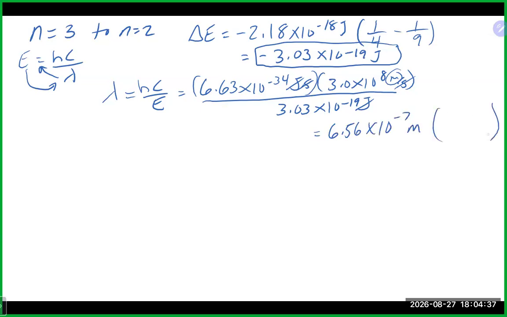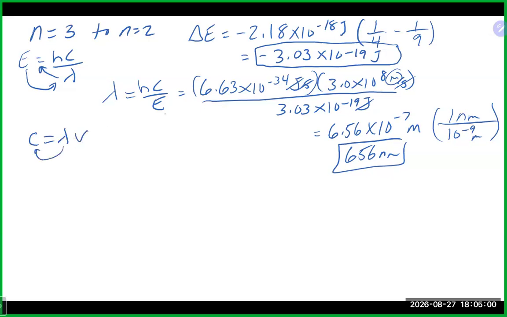And again, if you want nanometers, that's a super common conversion here. So like we did in lab, 10 to the minus 9 meters is 1 nanometer. So you're looking at about 656 nanometers in this case. And here, might as well, since we did it for the others, we'll solve for our frequency.